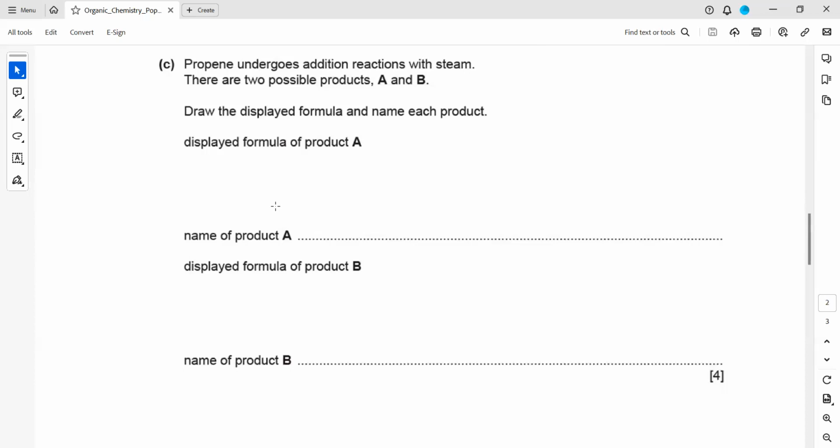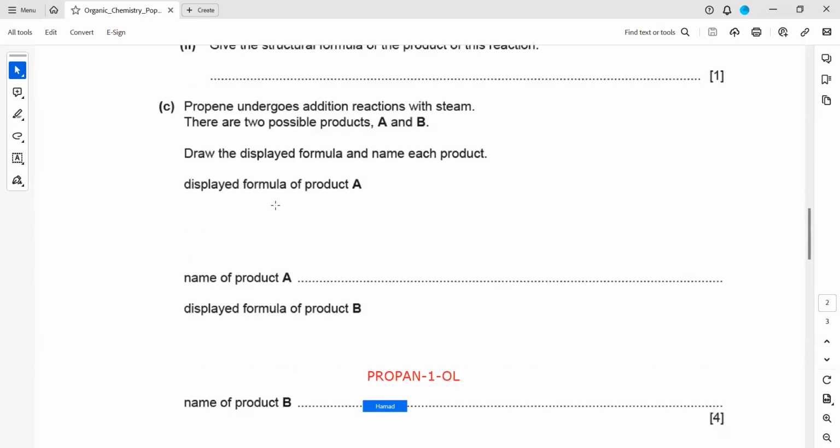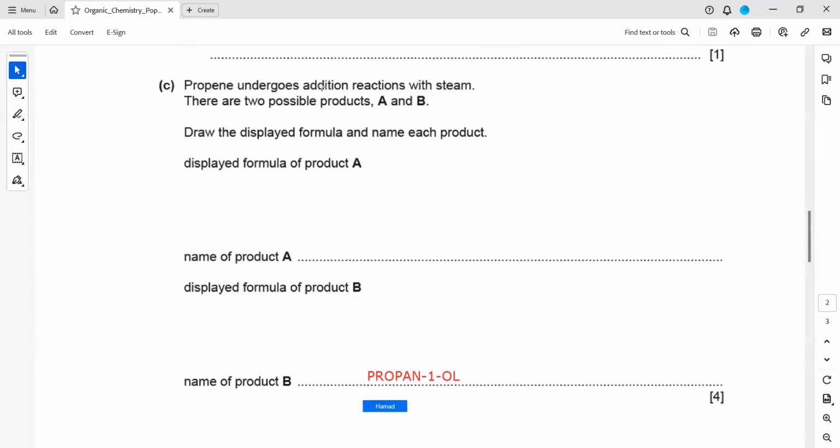Propene undergoes an addition reaction with steam. When propene reacts with steam, it will give propanol. Now give the displayed formula of the product. The name of the product can be propan-1-ol or propan-2-ol. If it is propan-2-ol, then the OH must be attached to the second carbon. And this is a displayed formula.